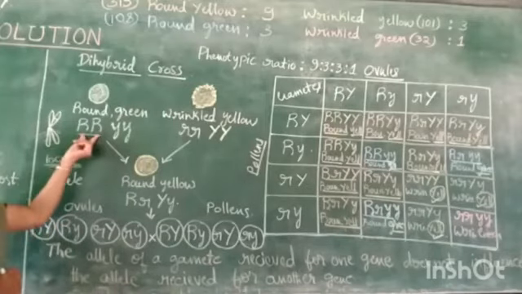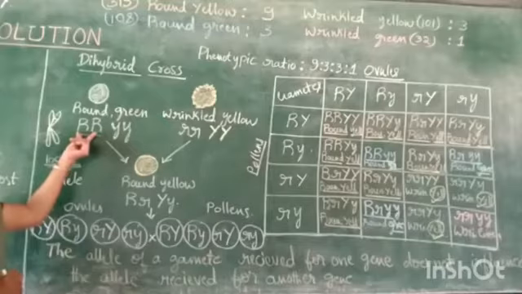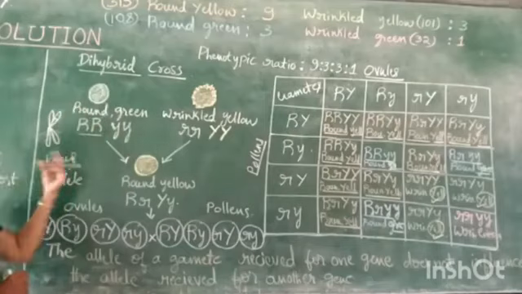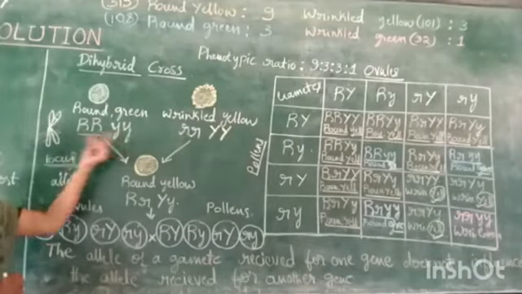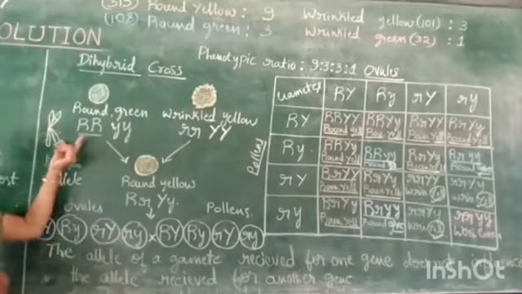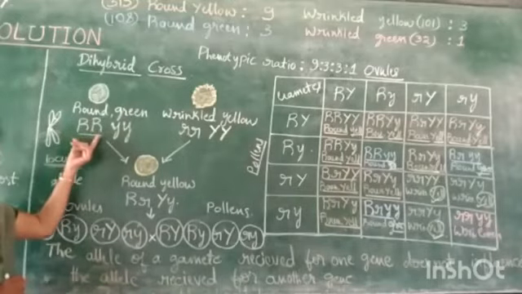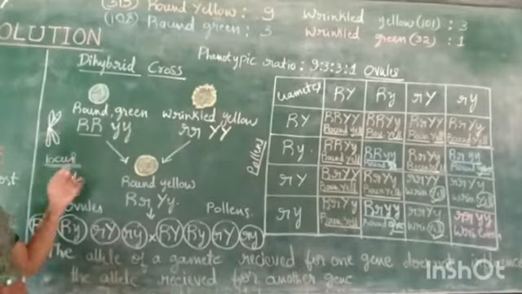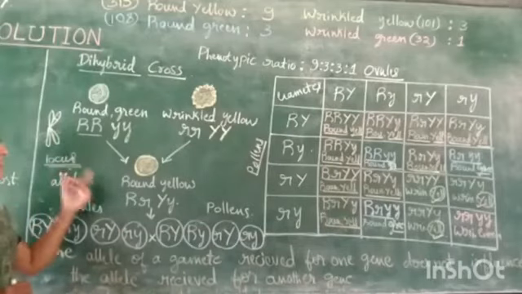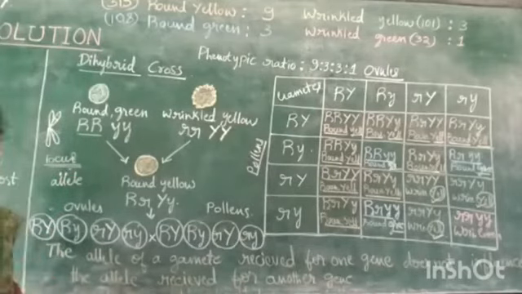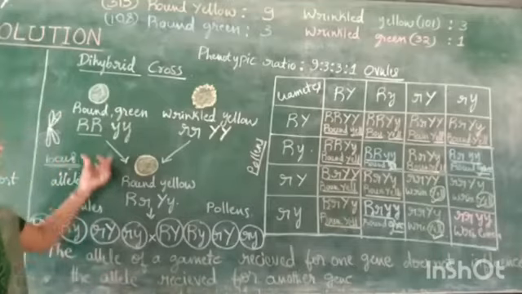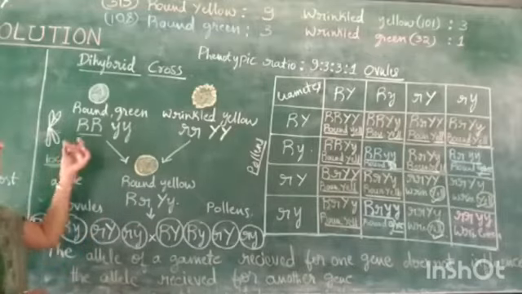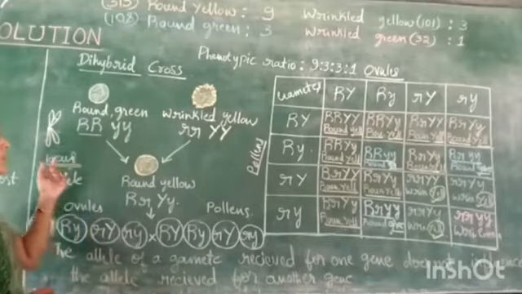Here I have denoted by the capital letter R and R. Here small letter y represents the green color of the seed. Here y capital letter and small letter. For your understanding, scientists have said that the capital letter denotes dominant character and the small letter denotes the recessive character. So what do you mean by dominant and recessive? When we look at the plant, the character will be seen to our eye. That is the appearance of the plant.